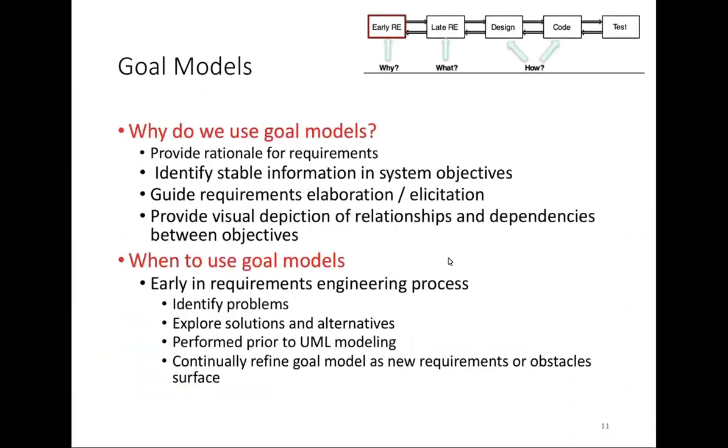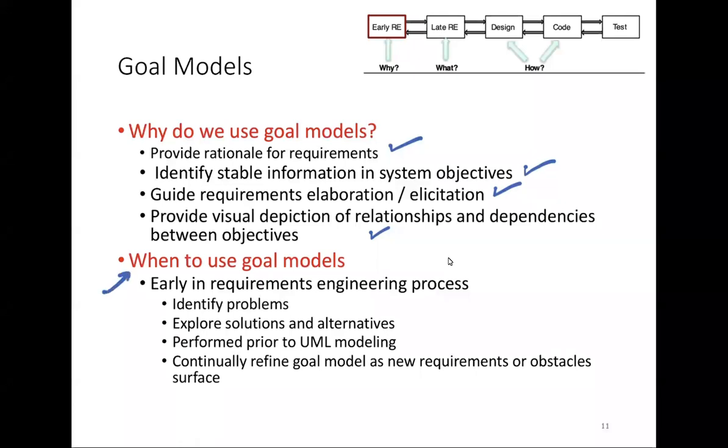So, to summarize, why do we need goal models? Because they provide rationale for the requirements. They identify stable information in terms of system objectives. They guide requirements elaboration and even the elicitation process, because they help with identifying the complete set of requirements and conflicts in the early stages. In addition, they provide a visual representation of the relationships and dependencies between the objectives and the goals.